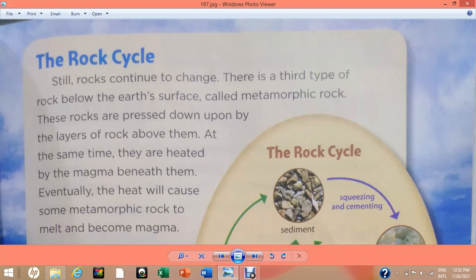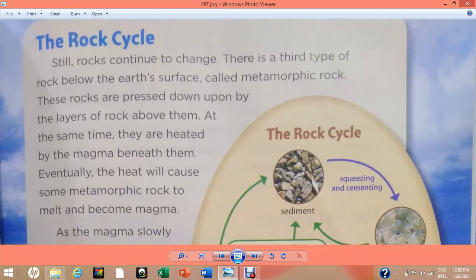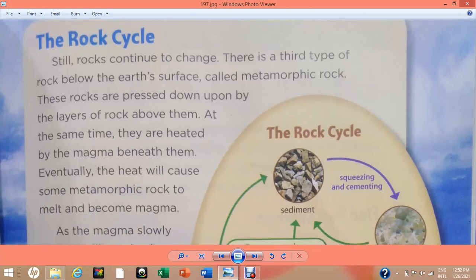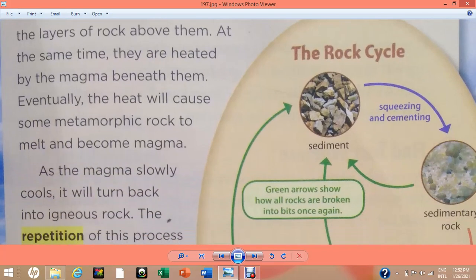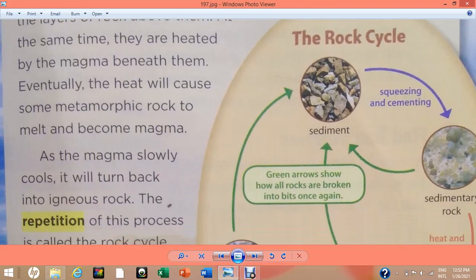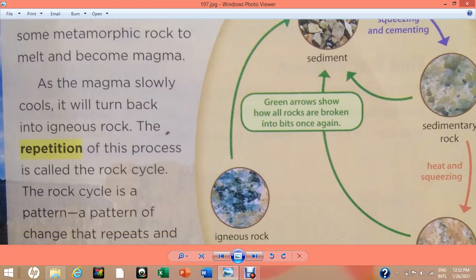Still, rocks continue to change. There is a third type of rock below the Earth's surface called the metamorphic rock. These rocks are pressed down upon the layers of rock above them. At the same time, they are heated by the magma beneath them. Eventually, the heat will cause some metamorphic rock to melt and become magma. As the magma slowly cools, it will turn back into igneous rock. The repetition of this process is called the rock cycle.